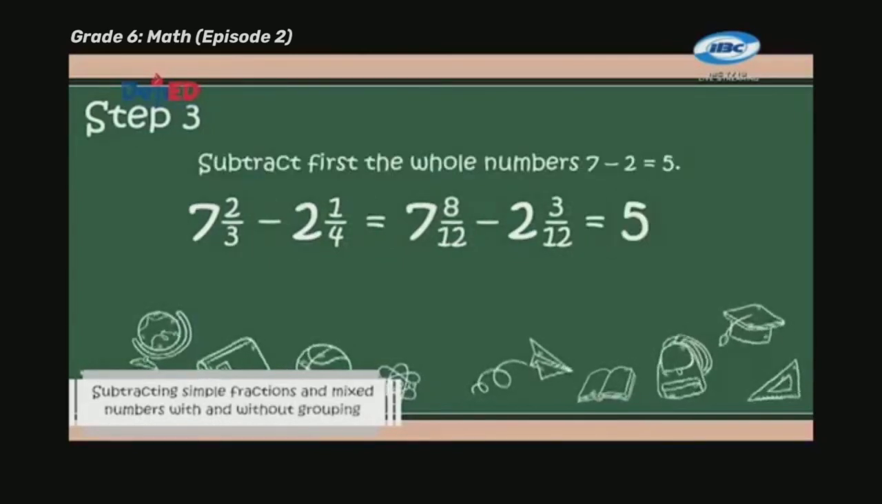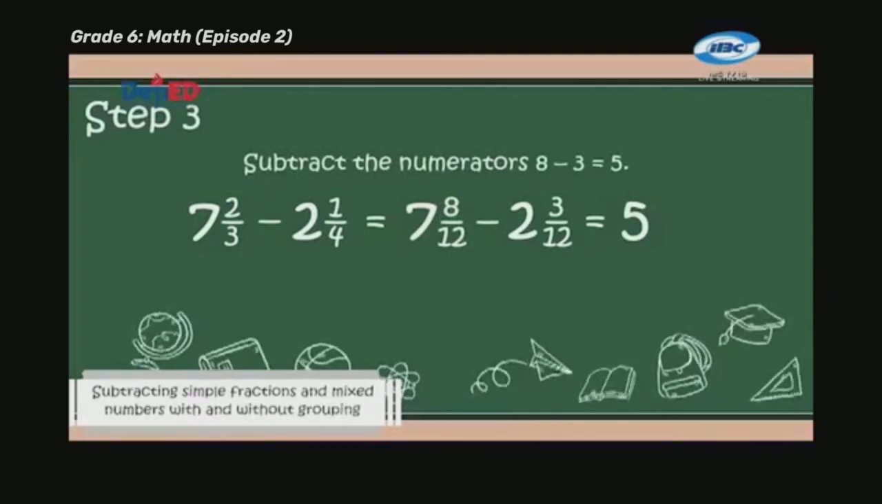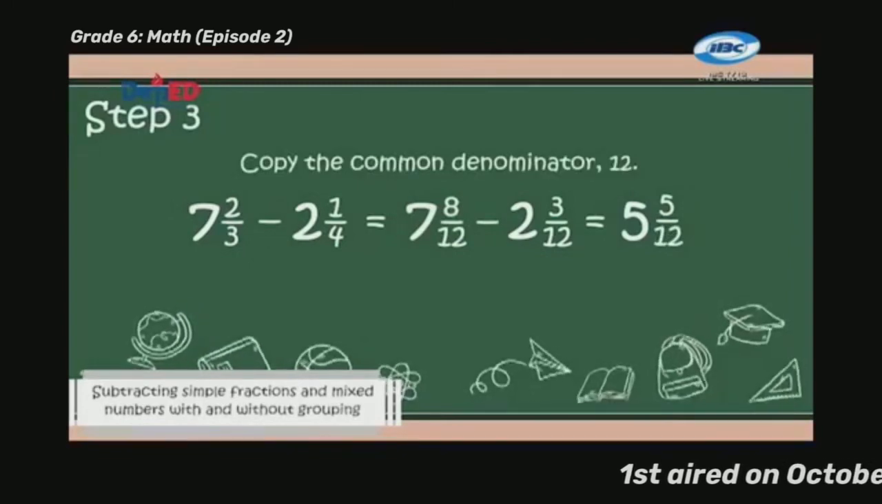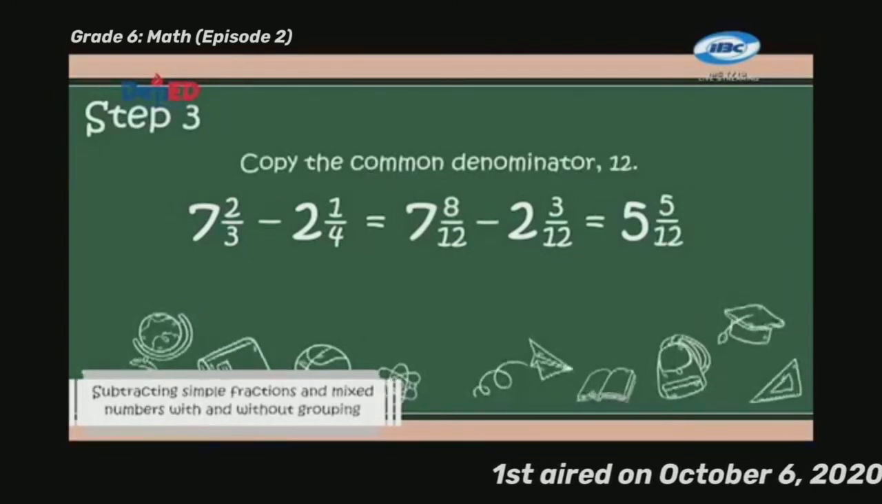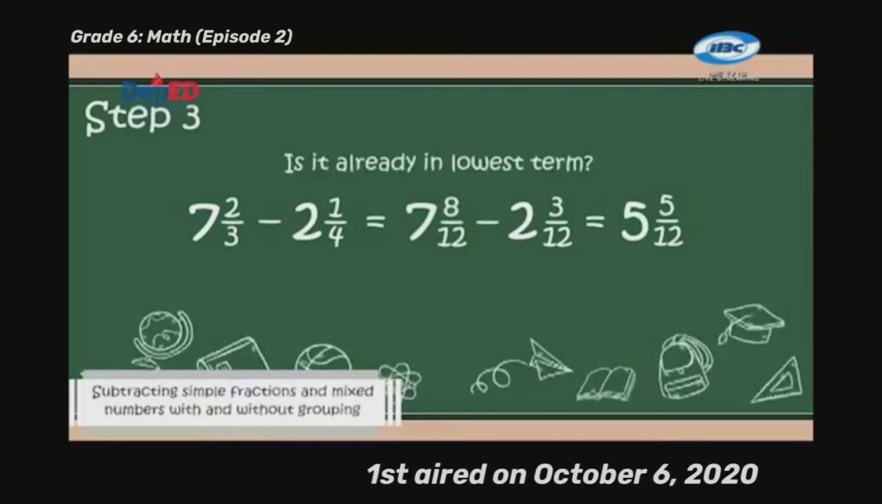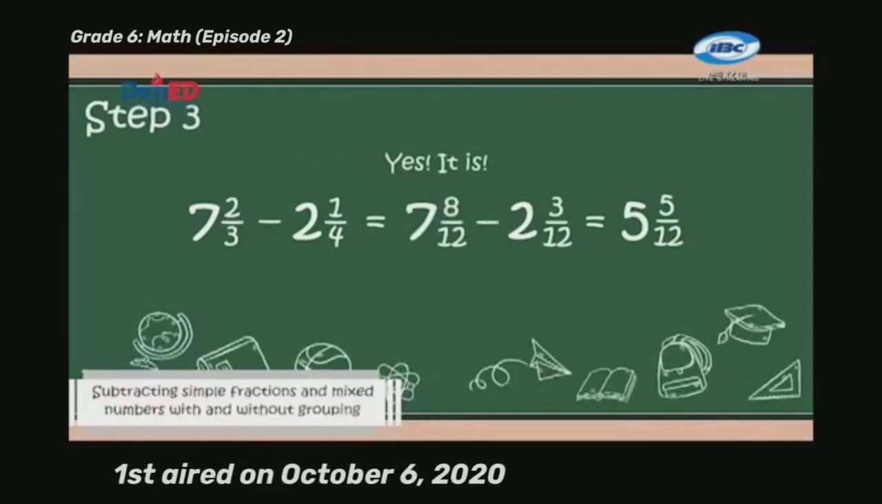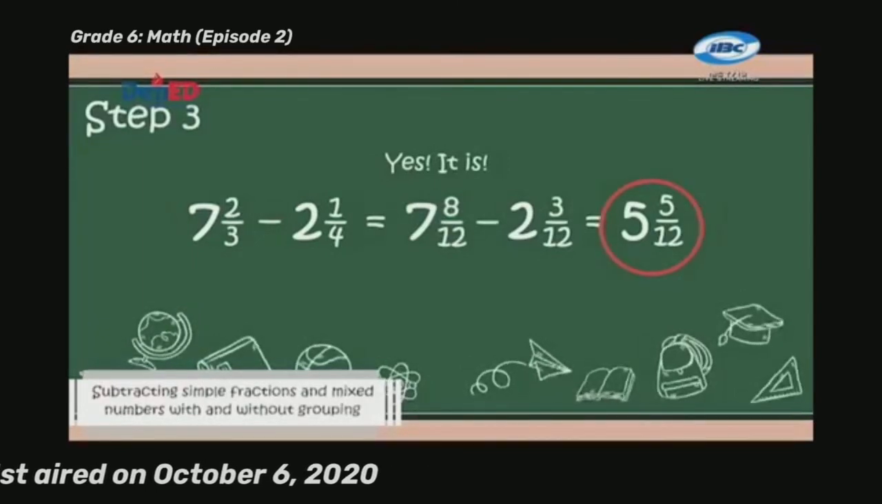Next, subtract the numerators. 8 minus 3 equals 5. And copy the common denominator, 12. We have 5 and 5/12. Is it already in lowest term? Yes. Therefore, our final answer is 5 and 5/12.